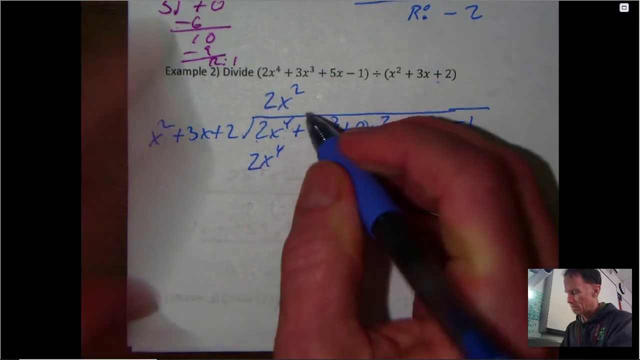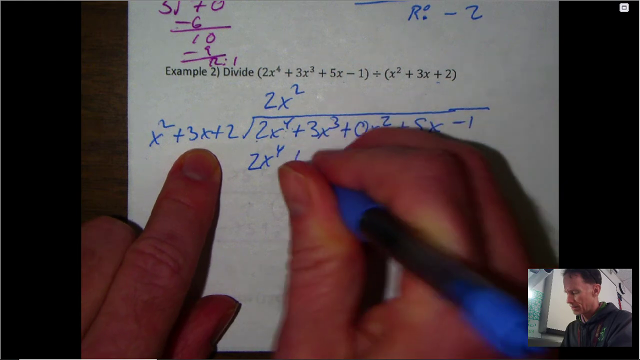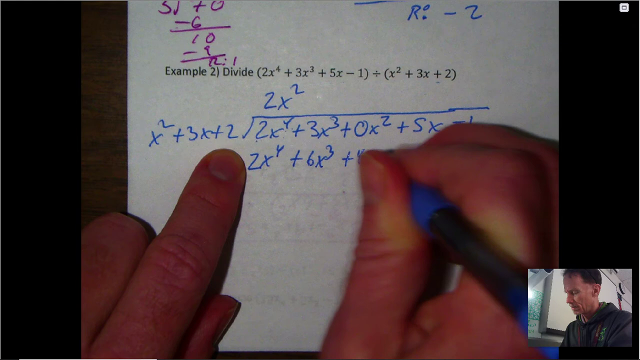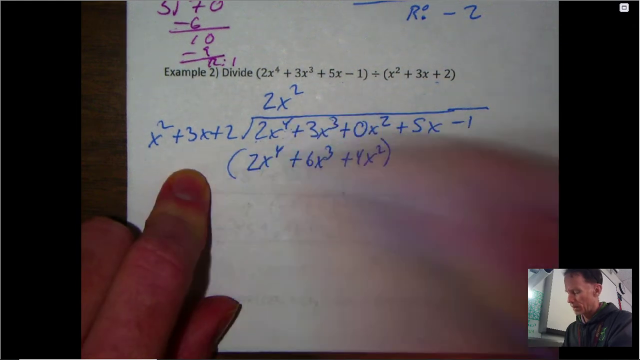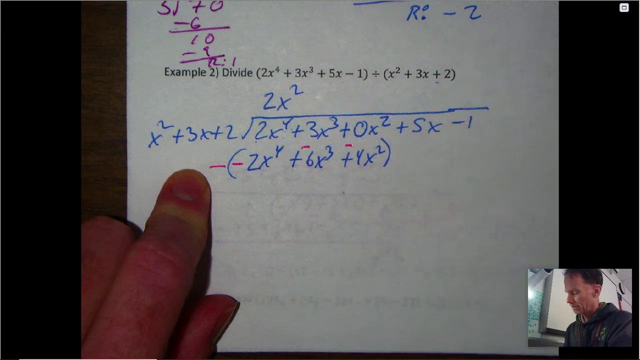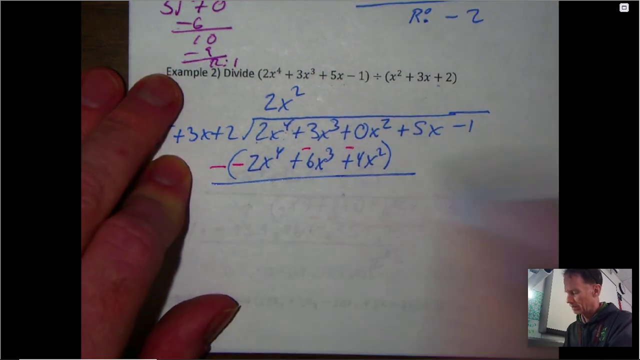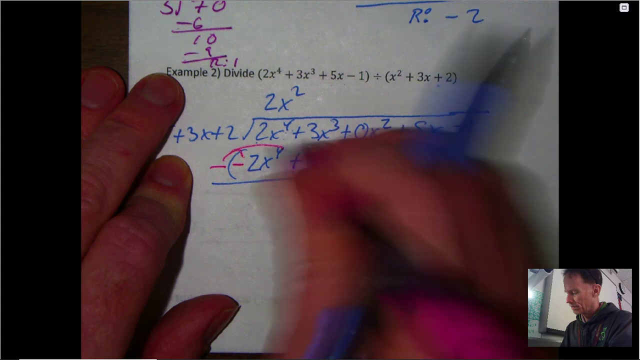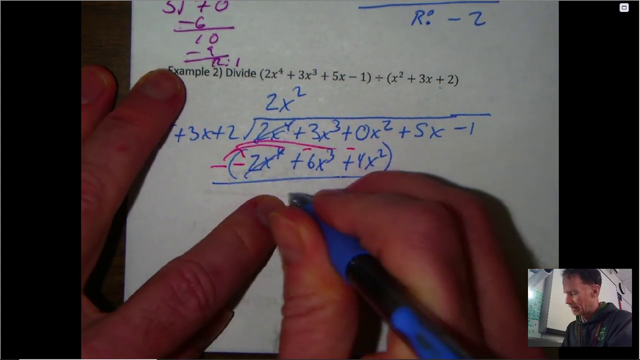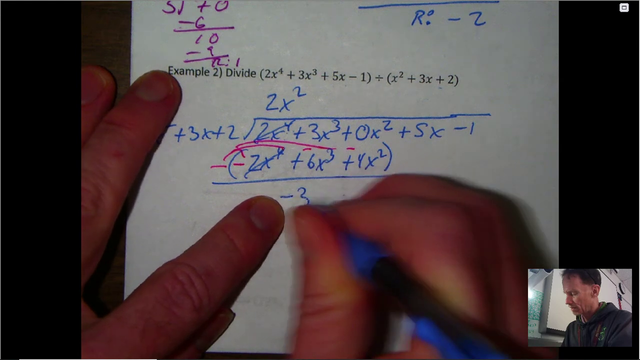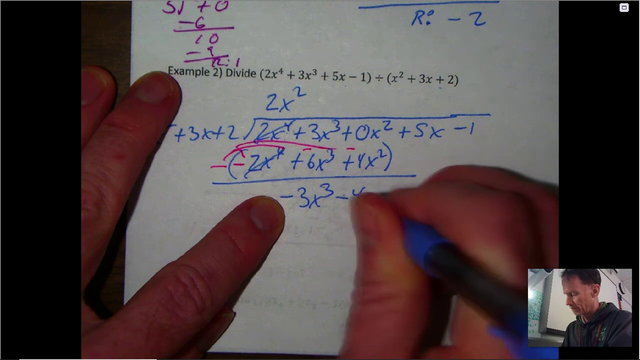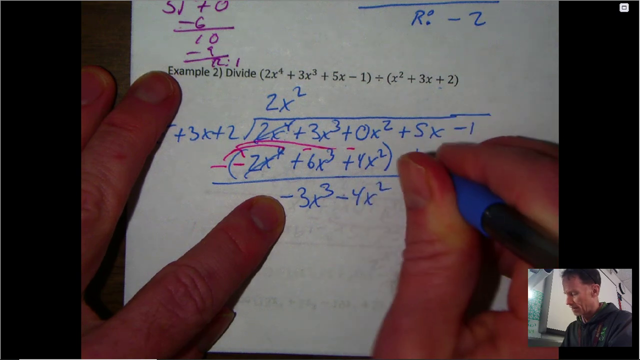So we get that matched up, we multiply everything else. So that's a 6x to the third, and that's a 4x squared. But just like always, we are subtracting, because that minus sign is distributing. So those guys will cancel out. That's a negative 3, 3 minus 6. And that's a minus 4, 0 minus 4. And we can bring the 5x down.